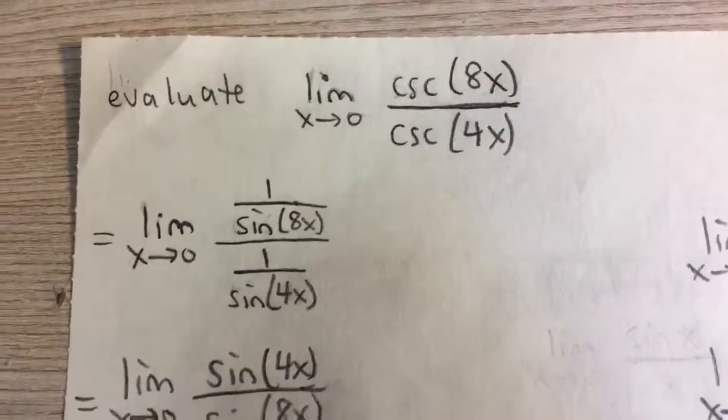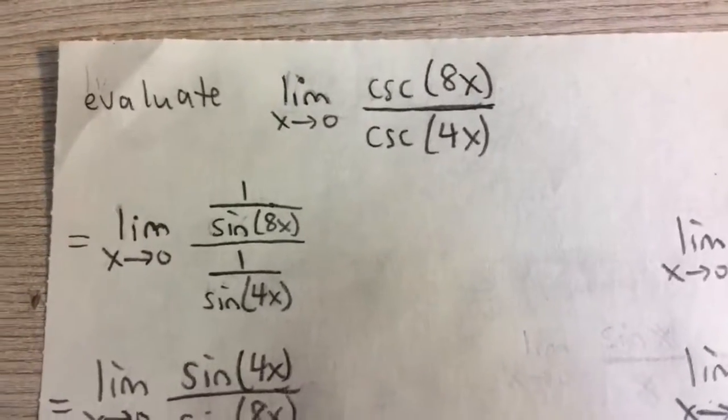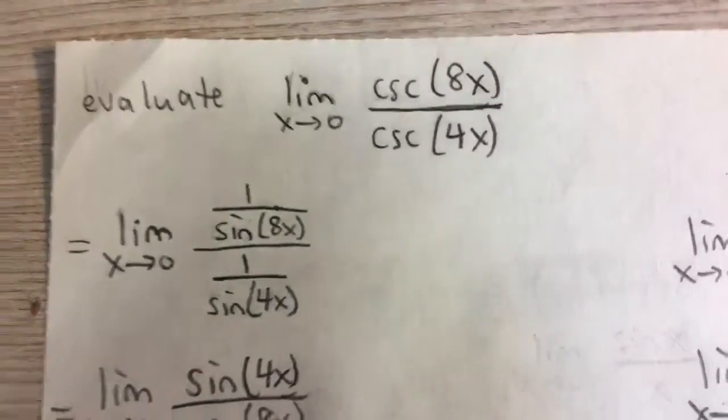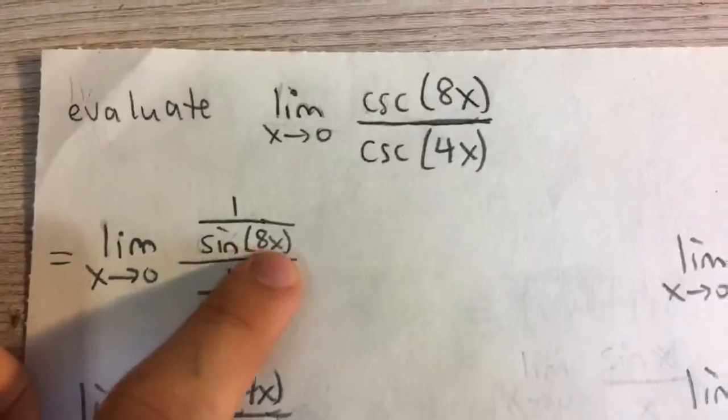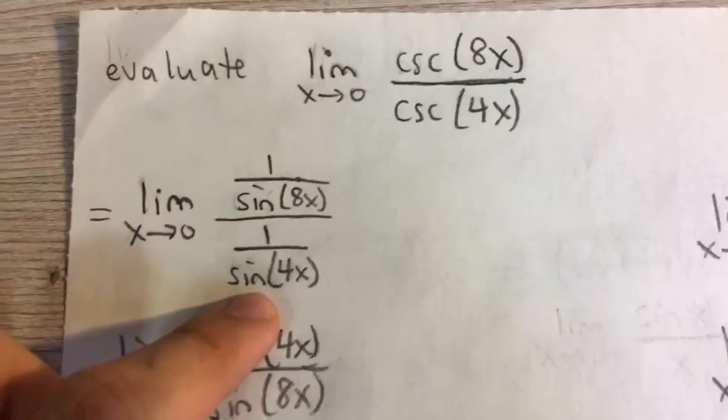Evaluate the limit as x approaches 0 of cosecant 8x over cosecant 4x. Now first off, let's try plugging in x equals 0. So we know cosecant of an angle is 1 over sine of that angle. So it's 1 over sine of 8x and 1 over sine of 4x.